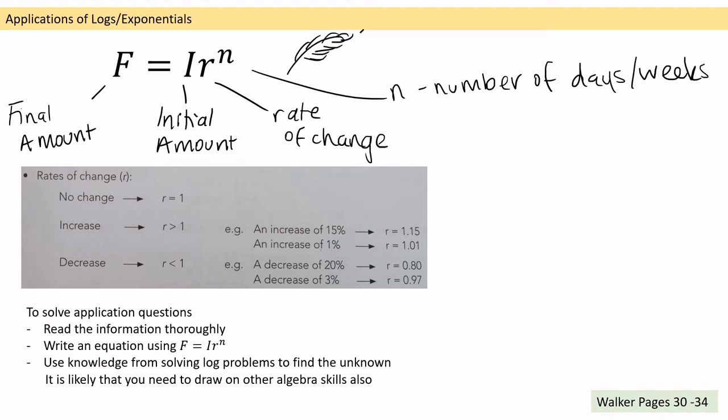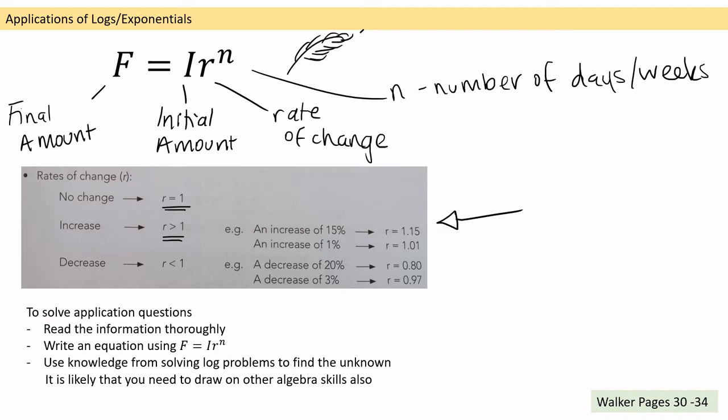Okay, in terms of rates of change, this little diagram here from your Walker book is just fantastic. If there is no rate of change, then R is just equal to 1. If there is an increase, R is greater than 1. So an increase of 15%, R is 1.15, with the 1 being the one change and the 0.15 is the additional 15%. And then a decrease of 20% is R equals 0.8. So that's your one takeaway your 0.2.